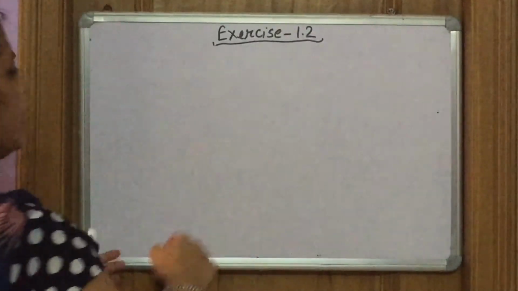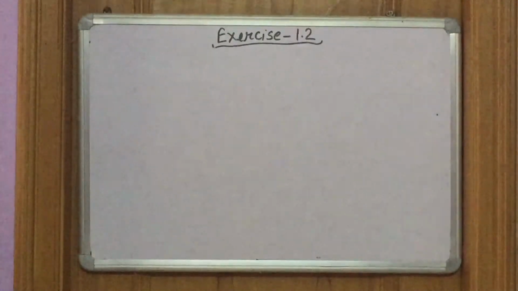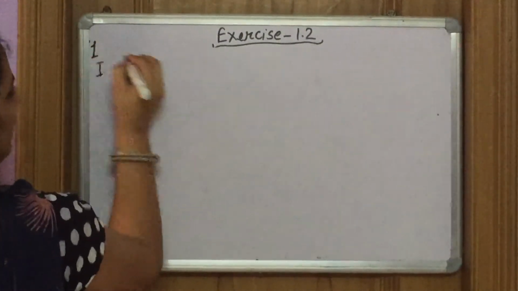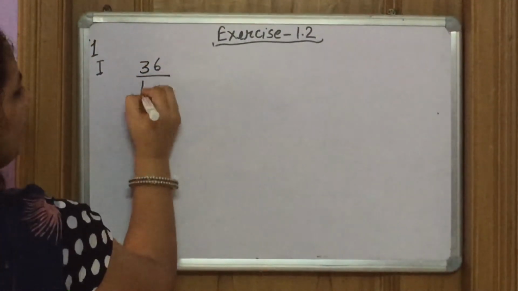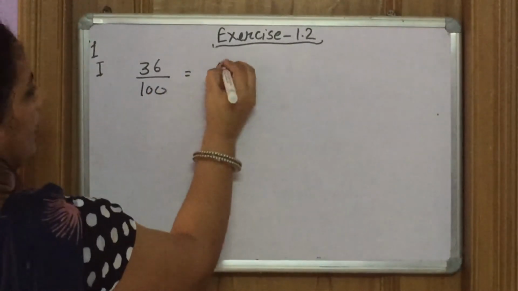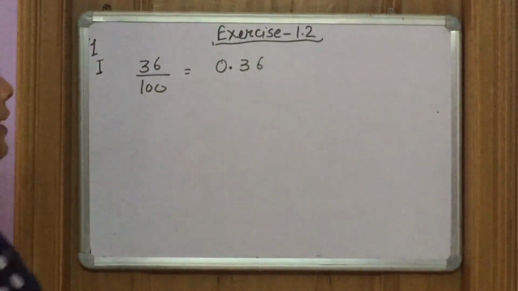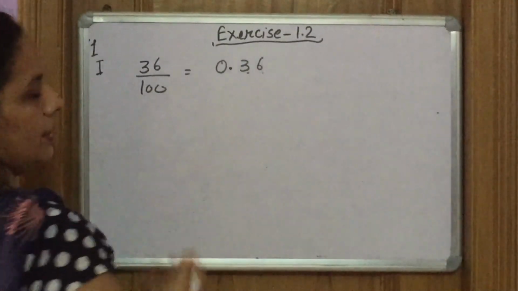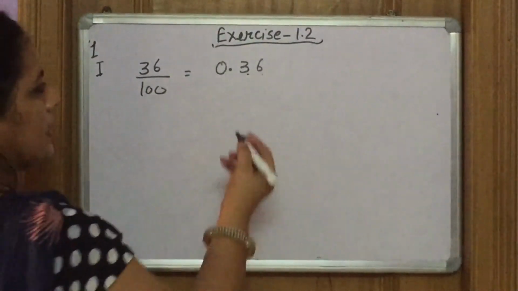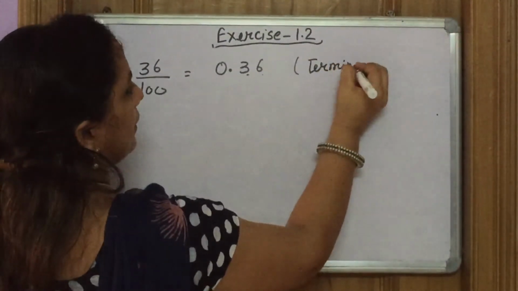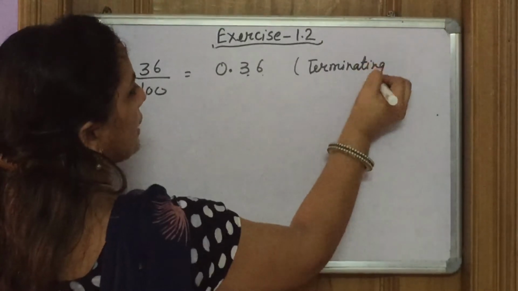So first question, first part, is 36 divided by 100. Here we can write it as 0.36. Here the division stops, finishes here. So we can say that this number has terminating decimal expansion.